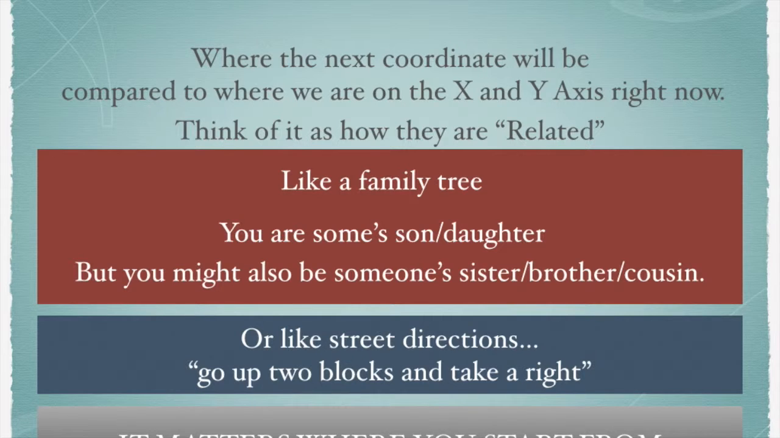So you are someone's son or daughter, but you may also be someone's sister or brother or cousin. So it all depends on where you're coming from. You can also think of it this way. It's kind of like giving street directions. If you say to someone, go up 2 blocks and take a right, that's the same as relative coordinates. It does matter where you start from, because that will determine where you go. So it matters if you start in Louisiana or Maine if you tell someone to go up 2 blocks and take a right.